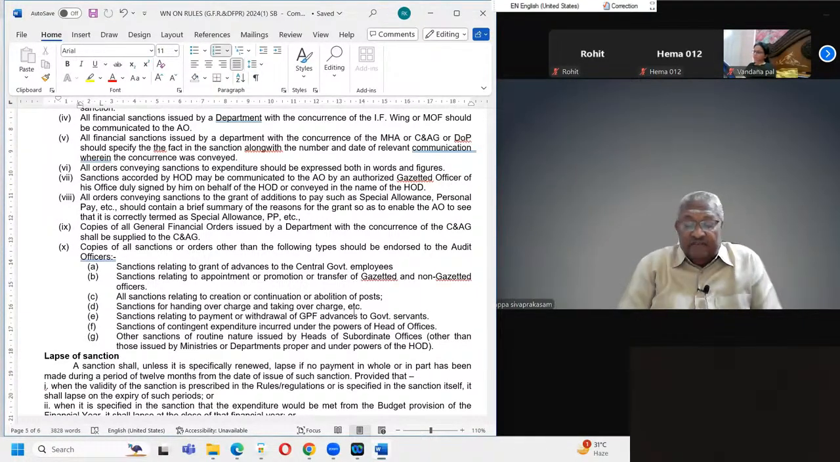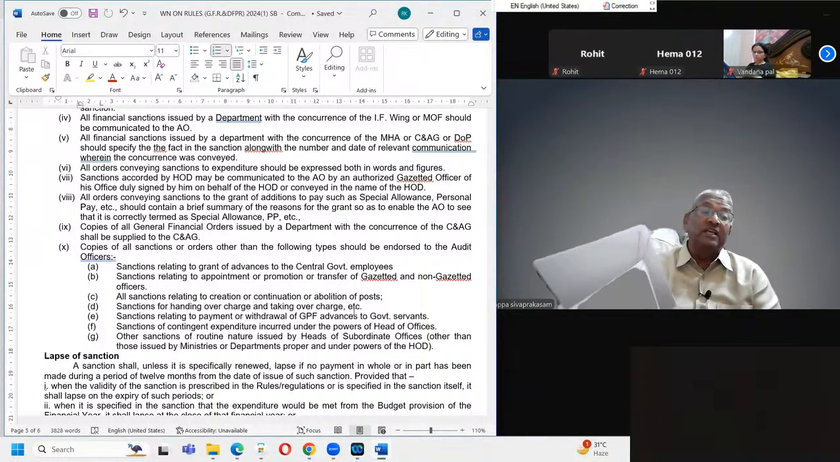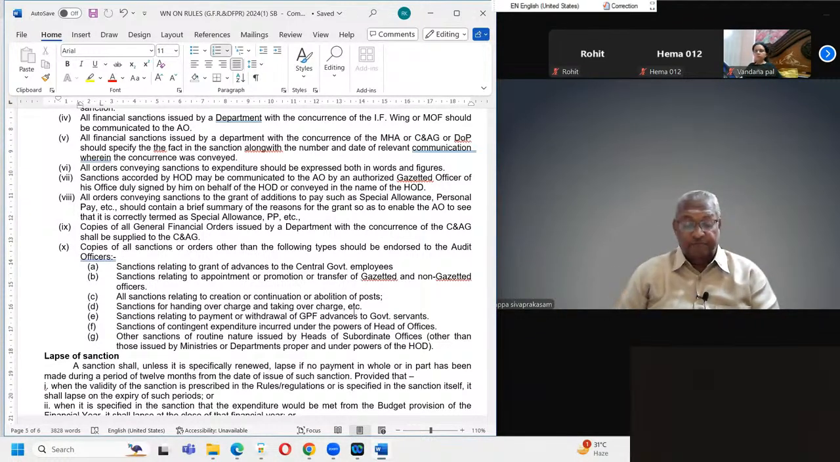Copies of all general financial orders issued by the department with the concurrence of the C&AG shall be supplied to C&AG. C&AG संबंधित कोई भी financial sanction हो, then you have to specifically make a mark, a copy should be marked to the C&AG. Copies of all sanctions or orders other than the following types should be endorsed to the accounts officer. सो नीचे जो दिया हुआ है उसका अलावा जो भी है उसको मार्क करना चाहिए.